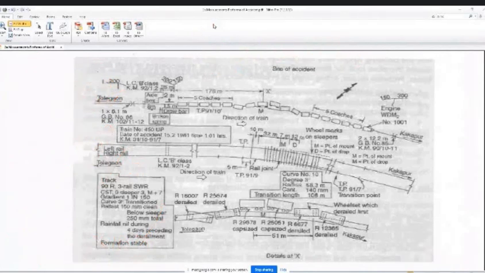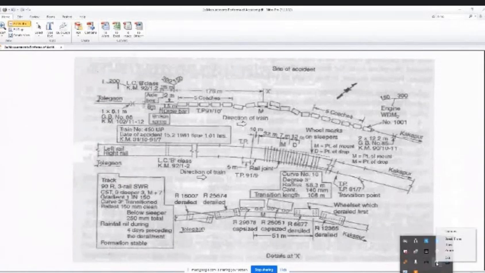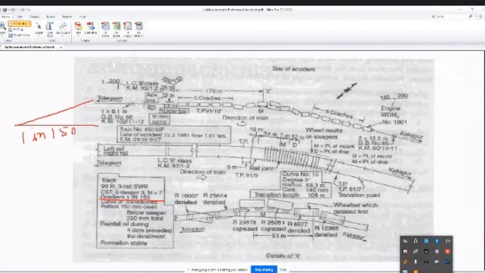Got it. Right. Now the next one: they also write one more term, curve gradient is 1 in 150. 1 in 150 gradient. What does it mean? It is nothing but the slope of a track. So 1 in 150 means tan theta is equal to 1 upon 150, which implies theta is equal to tan inverse of 1 in 150. If you do this, you will get the slope, or the degree of that.